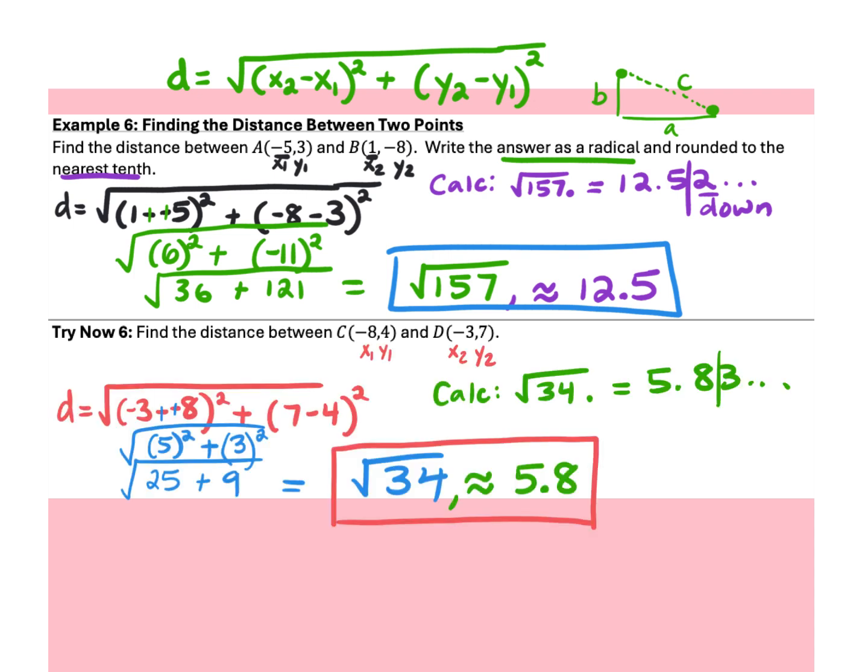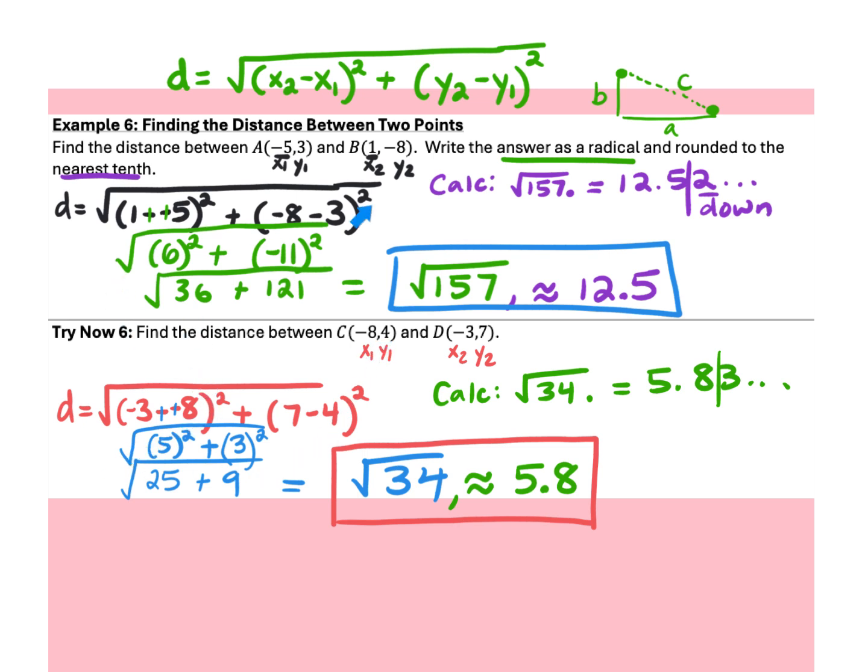Here's your solution to the try now. The distance between the x coordinates is 5. And I think it makes sense if you look here. The numbers -8 and -3 are 5 apart on your number line. And the number 4 and the number 7 are 3 apart on the number line.